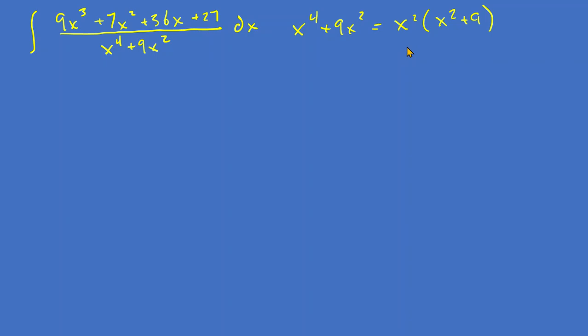X squared seems to be a second degree or a quadratic factor, but it can be broken down into x times x. Now, x squared plus 9 is a quadratic binomial factor, and it cannot be factored anymore. X squared plus 9 is an irreducible quadratic factor. So we have a repeated linear factor with x squared and an irreducible quadratic factor.